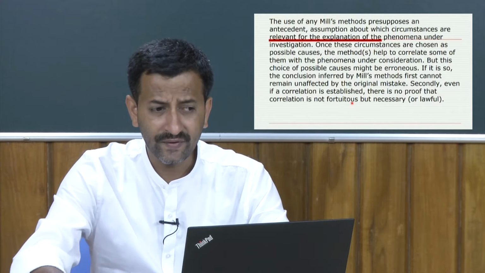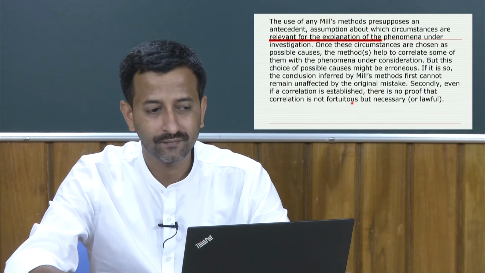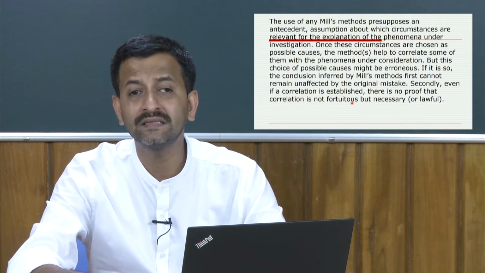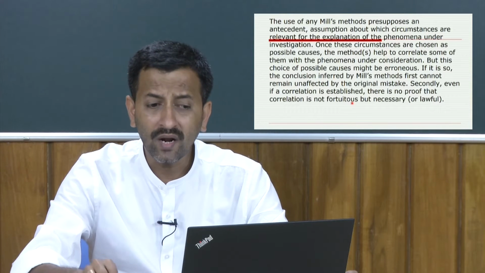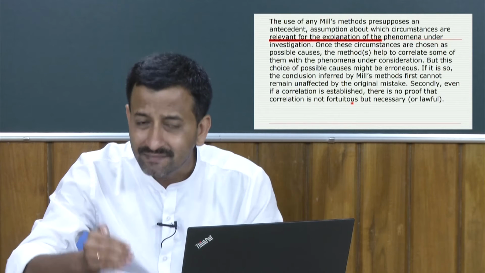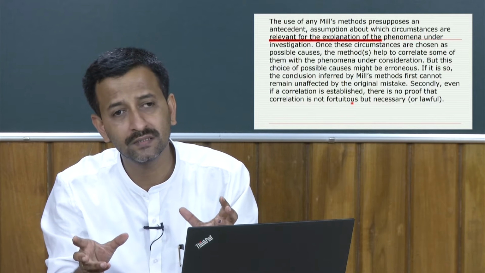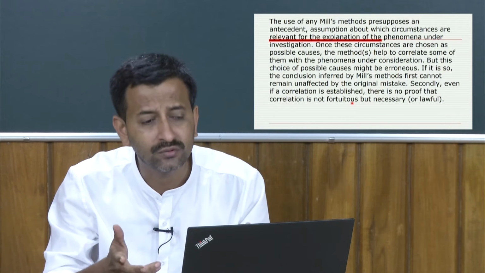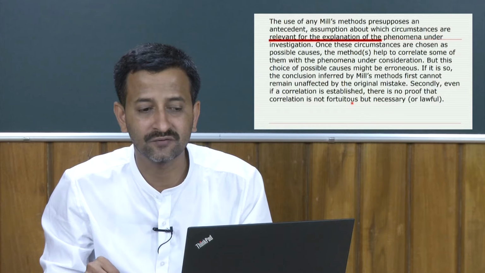Okay. The use of any of Mill's methods presupposes an antecedent assumption about which circumstances are relevant for the explanation of the phenomena under investigation. Once these circumstances are chosen as possible causes, a single method among those five methods which we have discussed, or a combination of two or three methods, helps us correlate some of them with the phenomena under consideration.